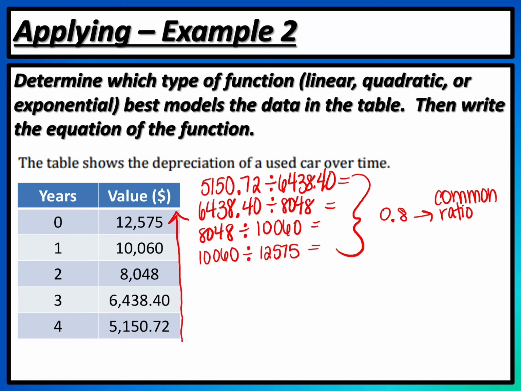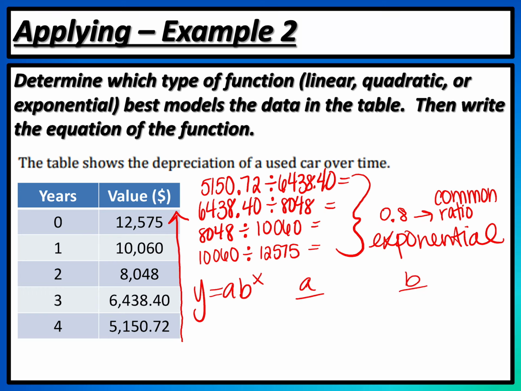Okay, so if it's a common ratio and I've done division, well, that means that this is exponential. And we're using y equals a times b to the x. Okay, so our notes at the beginning of the video here told me that the common ratio is my b value. Okay, so I need an a and a b in order to write the equation here. So the b is my common ratio that I just solved for, 0.8, and the a value is going to happen when x equals 0.